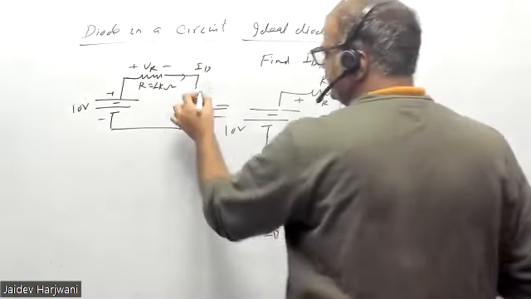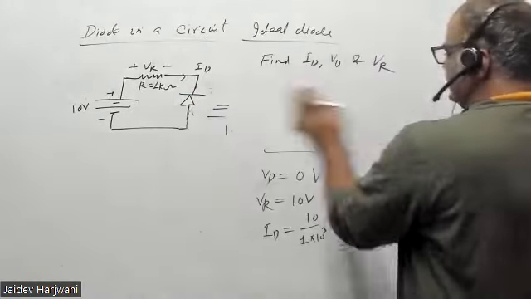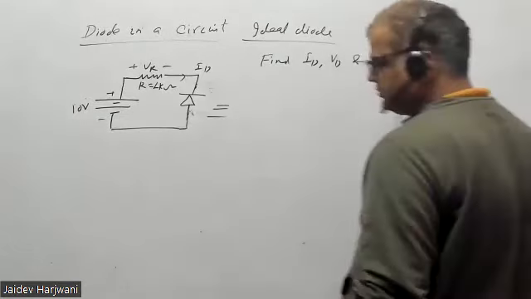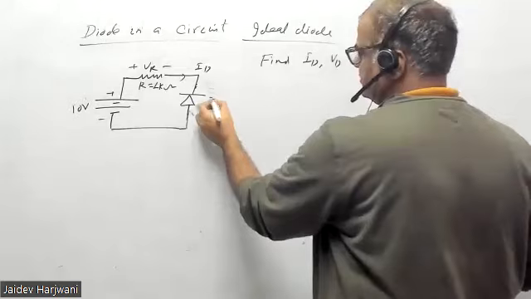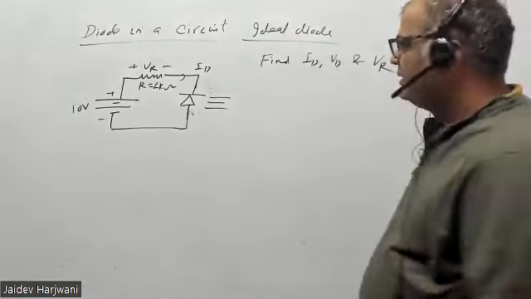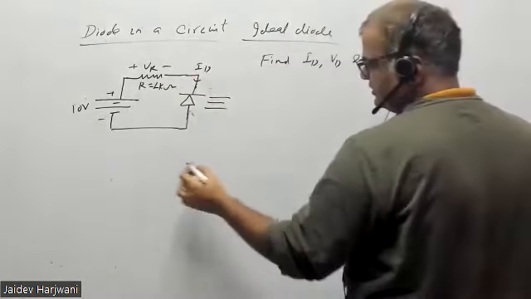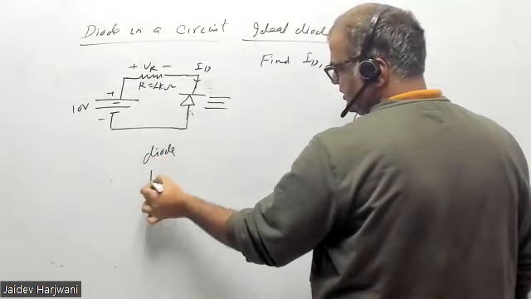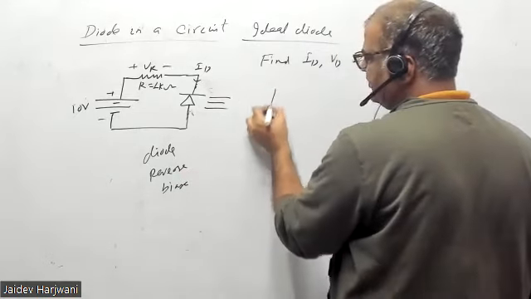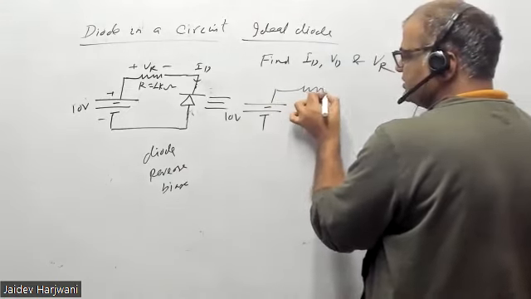Let us do the same problem. I am putting this one here. Now tell me, is the diode forward biased or reverse biased? Reverse. The diode is reverse biased. Very good. So you will replace the plus minus 10 volt battery.